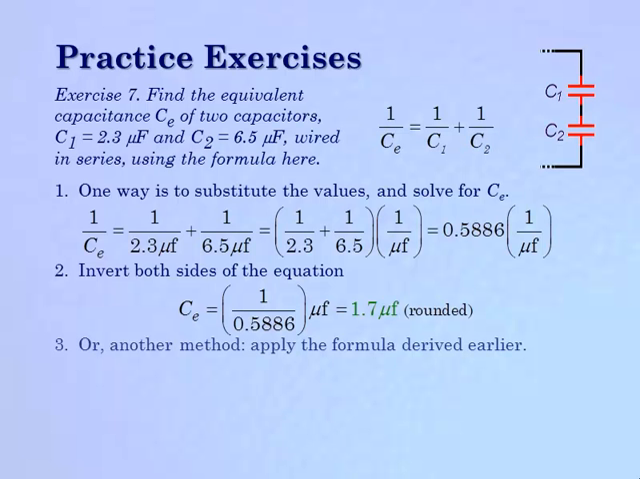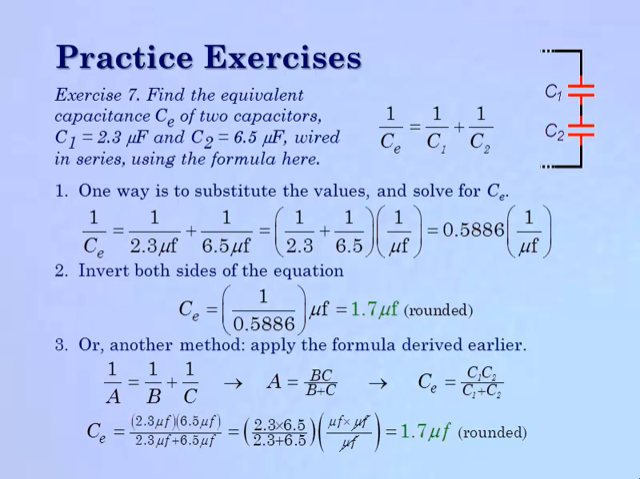So another method is to use the formula that we derived earlier. 1 over A is equal to 1 over B plus 1 over C. So we can use the first option of A is equal to BC over B plus C. Since we have the very first term here, we're looking for the C sub E. So C sub E will equal C1 times C2, the product of the two denominators, divided by the sum of the two denominators. We substitute the two values in, and the result is 1.7 microfarads, just as before.